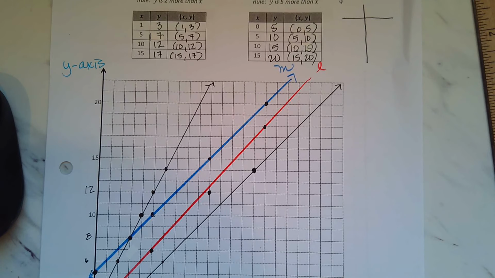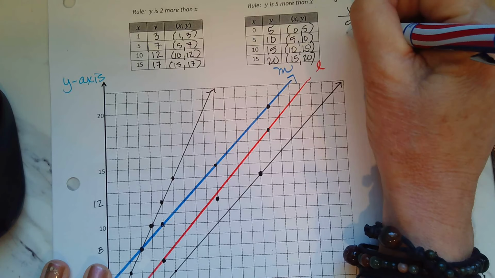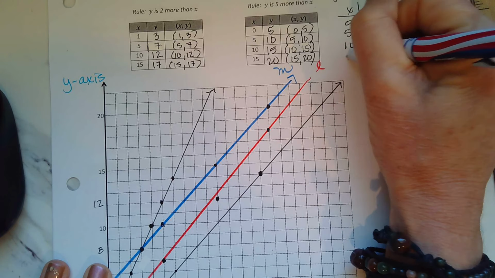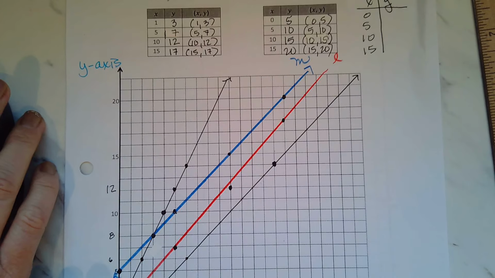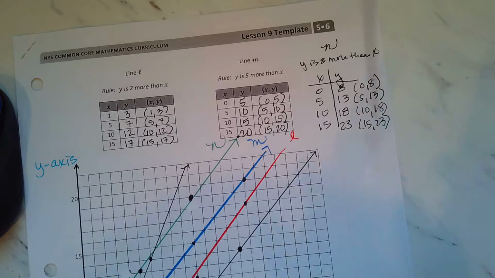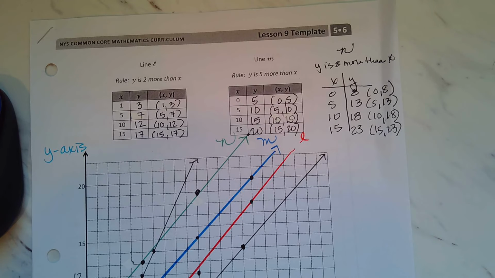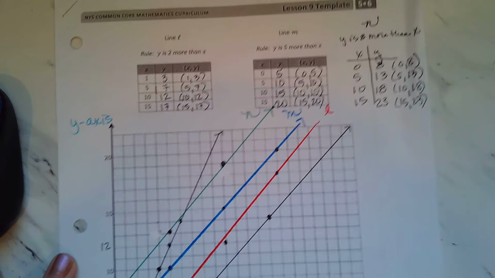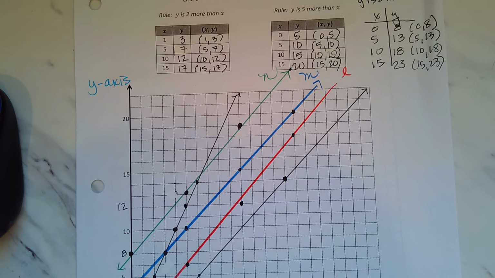So now I want you to go through, just like we did over here. I want you to use the same x coordinates, but I want you to add 8 more. I want you to plot these points, connect them, and label it N. Go ahead and do that and come on back. So, did you end up with 0, 8, 5, 13, 10, 18, 15, 23? Did you plot your points and connect your line and label it N?